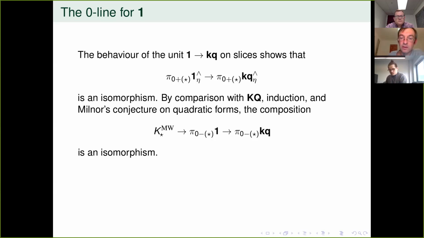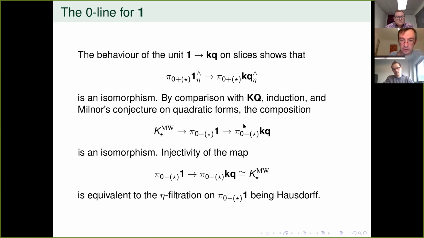So we get that pi zero of the sphere is at least as big as the Milnor-Witt K-theory, and the harder part of the proof of Morel's theorem on pi zero is the surjectivity of the map from Milnor-Witt K-theory. And this is equivalent then to the injectivity of the unit map on pi zero for Hermitian K-theory. Yeah, so if you have a separate argument that the eta filtration on pi zero of the sphere is Hausdorff, this gives you another proof of Morel's theorem.